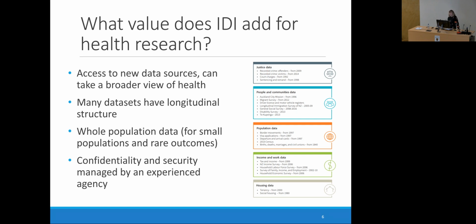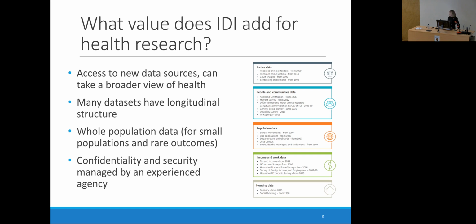And obviously when you've got this huge amount of data all linked together, there's a lot of issues around privacy and security and confidentiality, and we have to be really careful. One of the good things about the IDI, it's managed by Statistics New Zealand, and they are really experienced with these confidentiality and security issues. It's their bread and butter. So all of that stuff is taken care of by them.